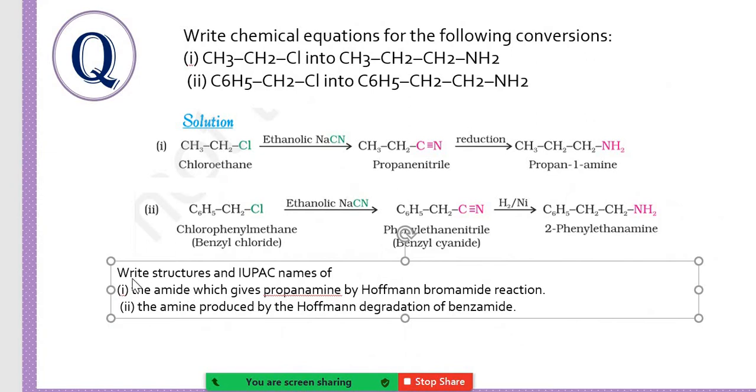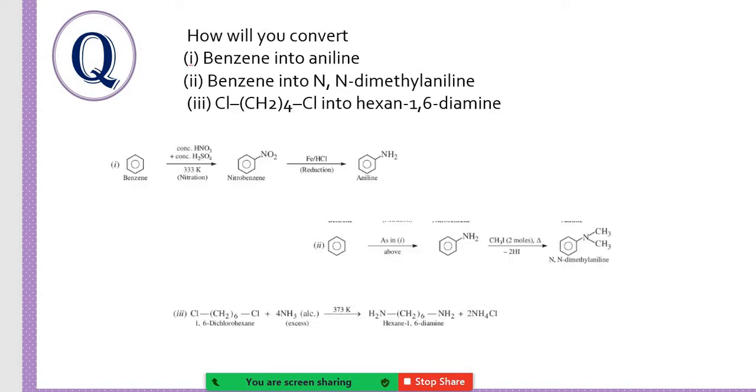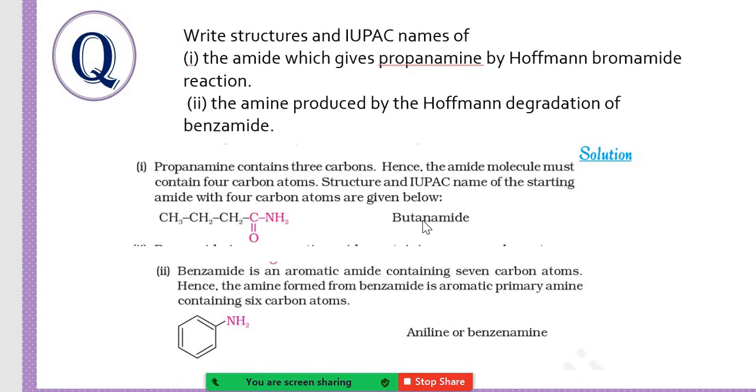Now the next question is to write the structure and IUPAC name of the amide which gives propanamine by Hofmann bromamide reaction, and second, the amine produced by Hofmann degradation of benzamide. Correct. So the first one is butanamide and the second is aniline.